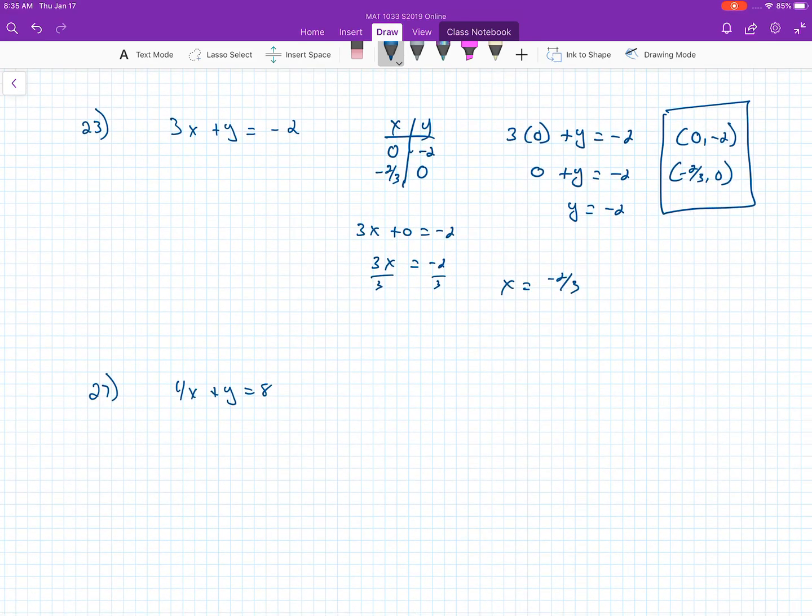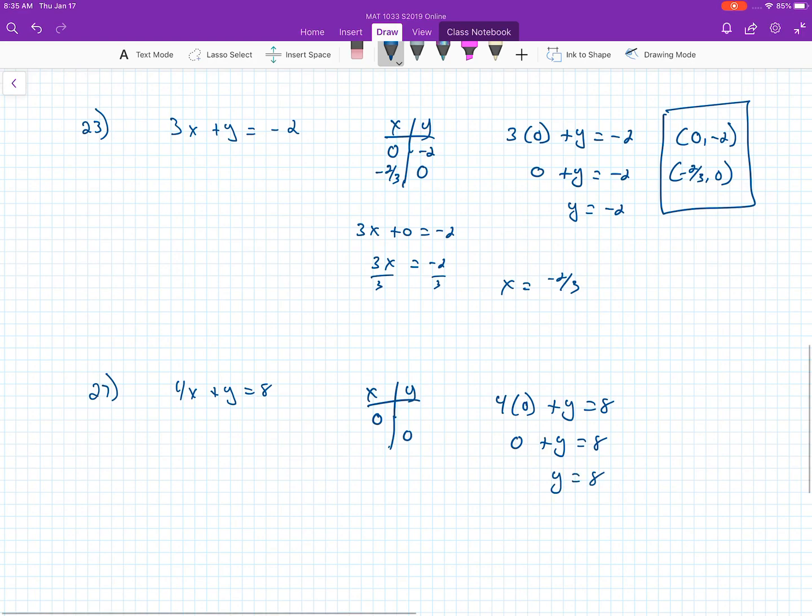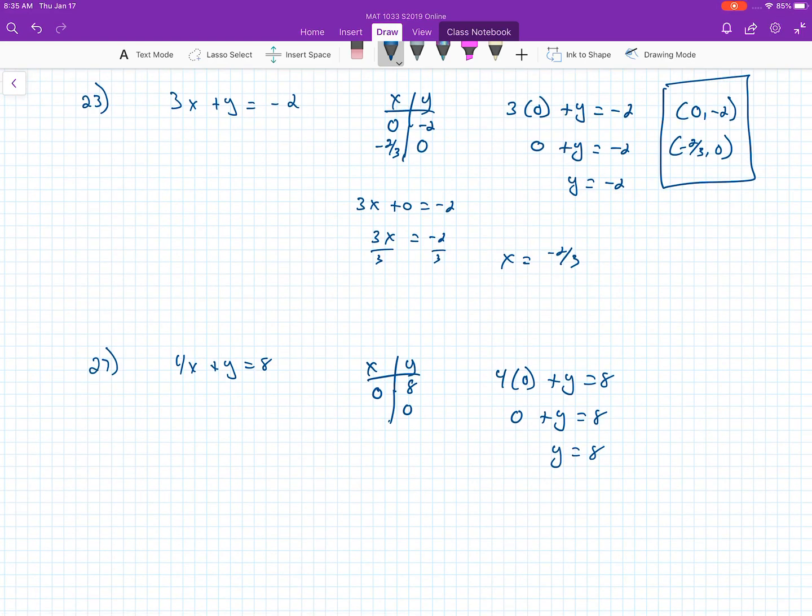Okay? And then I have one more, which is number 27. Let me get the instructions. So we're going to go ahead and graph the linear equation using the x and y intercepts. So again, I'm going to go ahead and do my table. And so this is going to be 4 times 0 plus y is equal to 8. And that's going to be 0. And y is equal to 8, right?